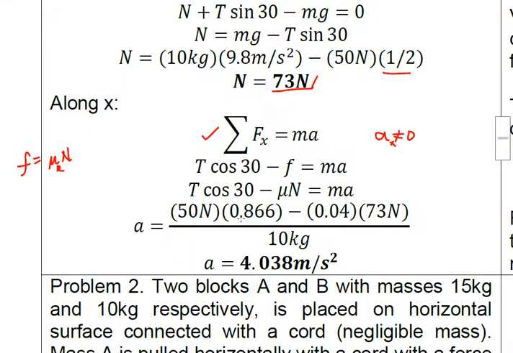We have 50 times 0.866, this is equivalent to square root of 3 over 2, if I'm not mistaken, minus the coefficient of friction 0.04 times 73 Newton. This 73 Newton refers to the normal force. Then the acceleration of the system is equivalent to 4.038 meters per second squared. This is taken to be positive because it is going to the positive x-axis. In other problems that we are going to have, particularly the inclined planes, there are different interpretations.